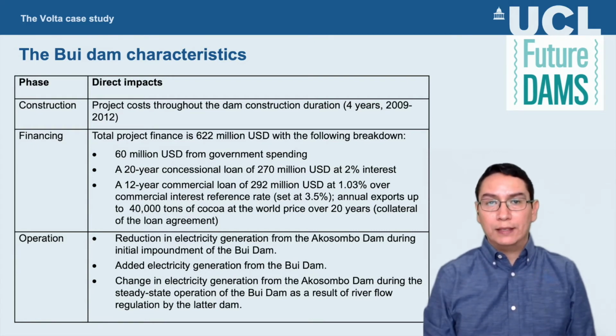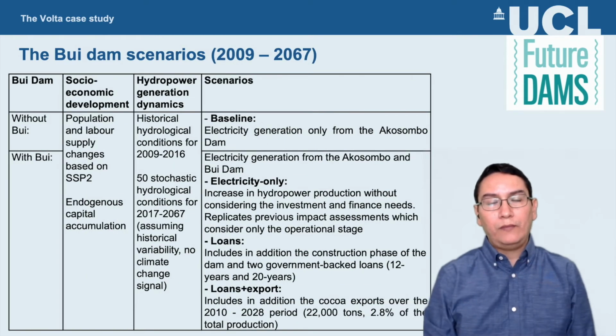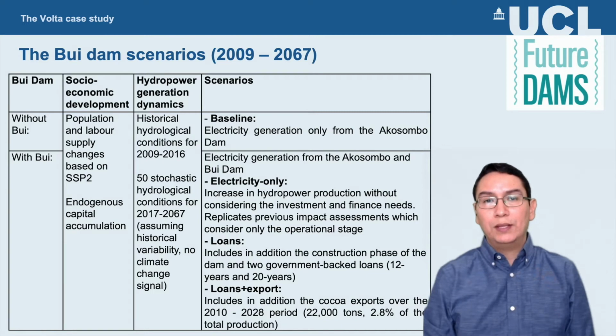During the operation phase, we can see a gradual reduction in electricity generation from the Akosombo Dam and a gradual increase in electricity generation in the Bui Dam. The economic impact of these different characteristics and conditions was captured by assessing 3 different scenarios and comparing them to a baseline simulation. The baseline simulation represents a situation assuming that the Bui Dam had not been implemented.